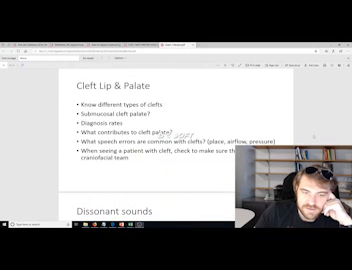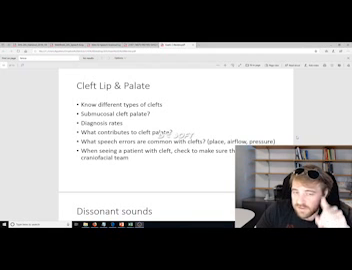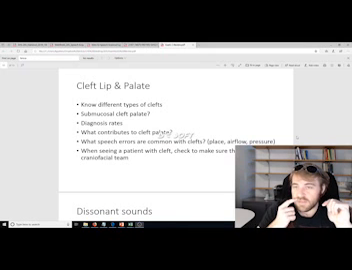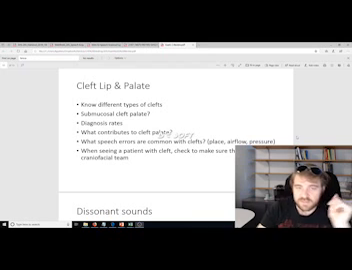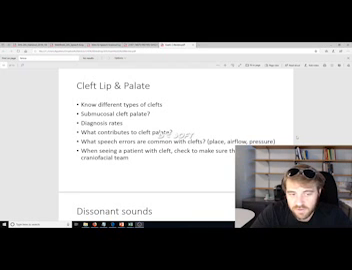Cleft lip and palate. You should know the different types of clefts. That's one I'll let you look at too. But remember, there's if it's just a cleft lip or it's a full cleft, different things like that. Look that up, know those.